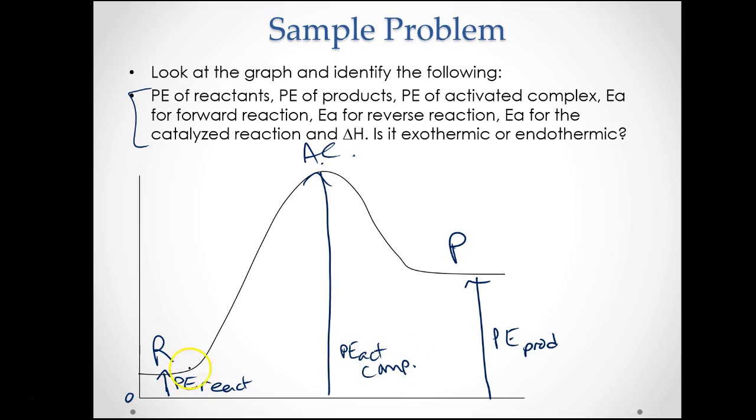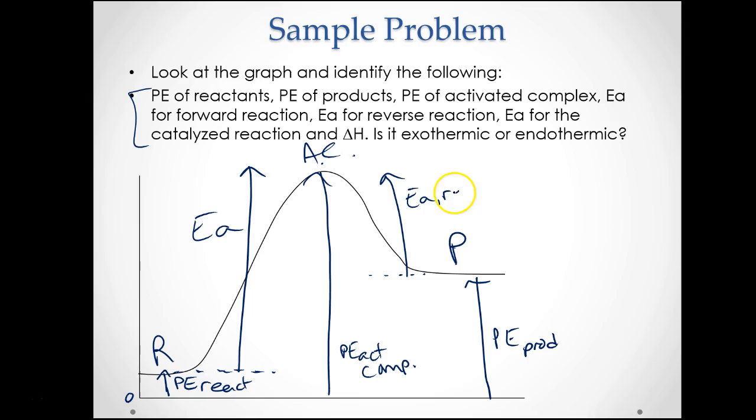Okay, activation energy for the forward reaction. So here's my reactants. In order for them to react, they have to get to the top of that hill. Activation energy. Now, sometimes we're going to start talking about reversible reactions. Sometimes reactions go backwards. And in this case, if my products had to turn into my reactants, they have to climb a hill as well. This is the activation energy in reverse. This is the activation energy in the forward direction.